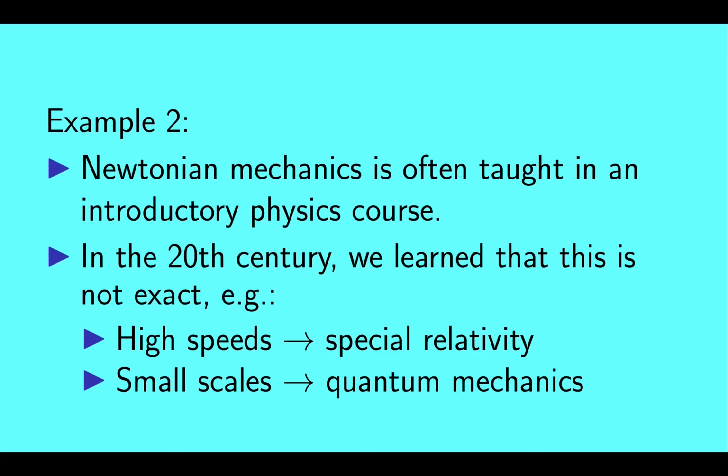For example, if we look at phenomena that involve speeds close to the speed of light, we need to switch to special relativity in order to get predictions that closely match observation. And if we go to very tiny scales, we need quantum mechanics.